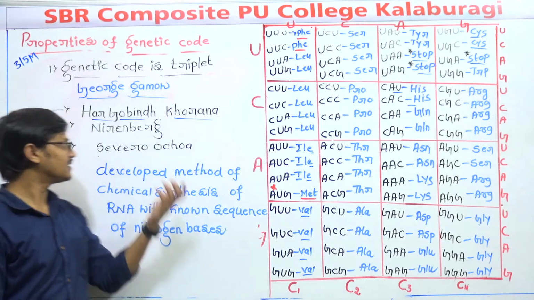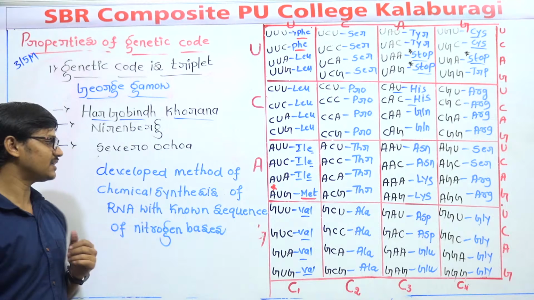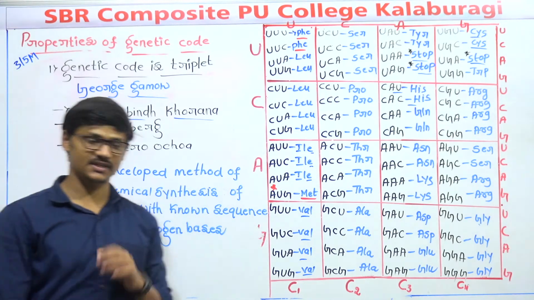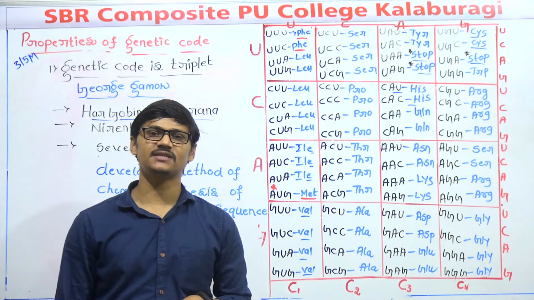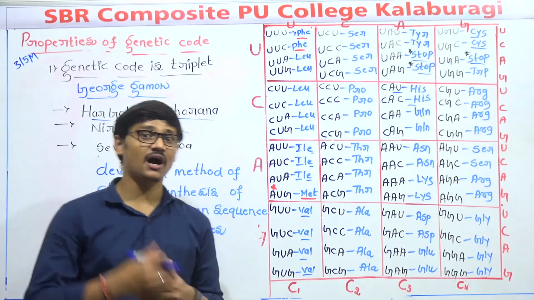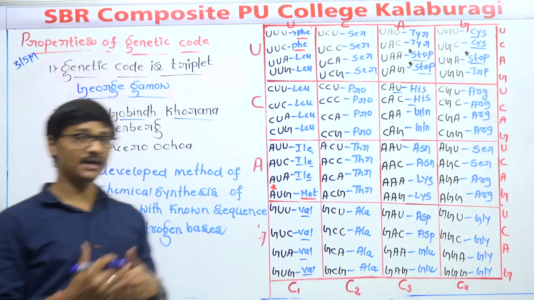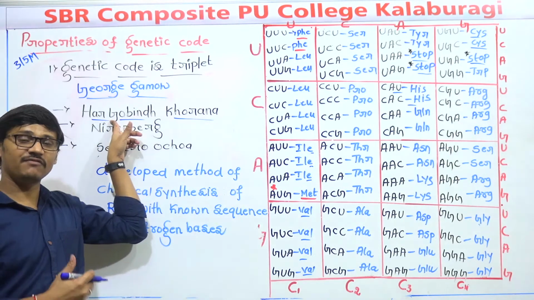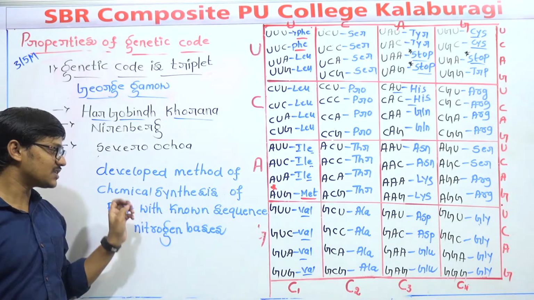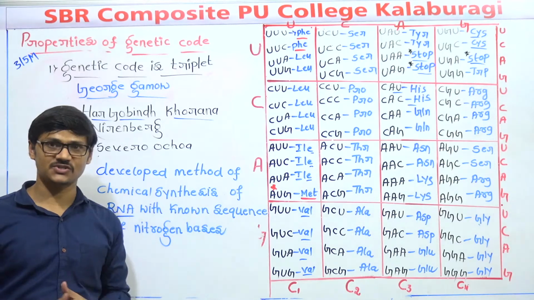So what he did, this man Hargobind Khorana, he developed a method. What is the use of that method? It is a chemical method where you can synthesize RNA artificially. Sir already explained a process called transcription. And what happens during transcription? In transcription, RNA will be synthesized in a cell. But this fellow developed a chemical method, a procedure where RNA can be synthesized without using any biological system.